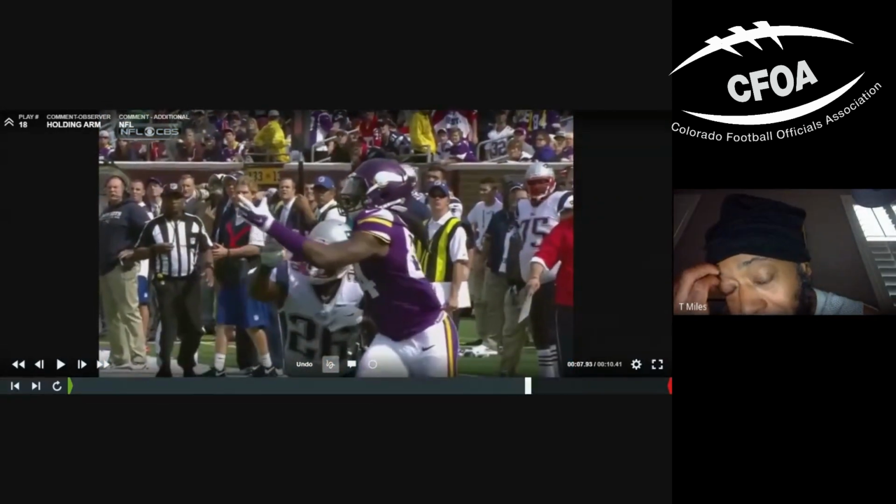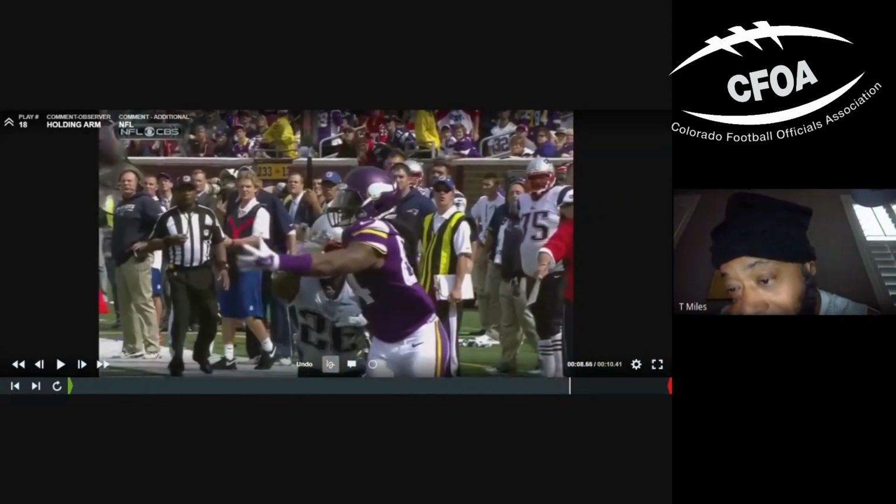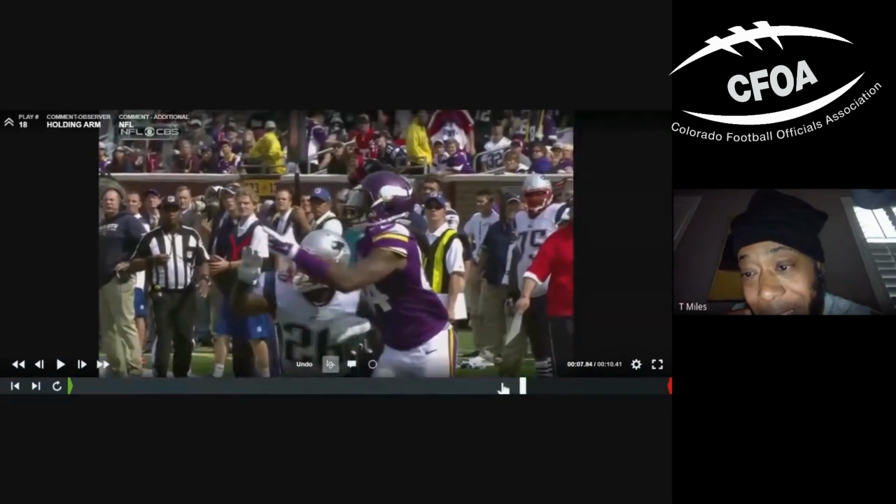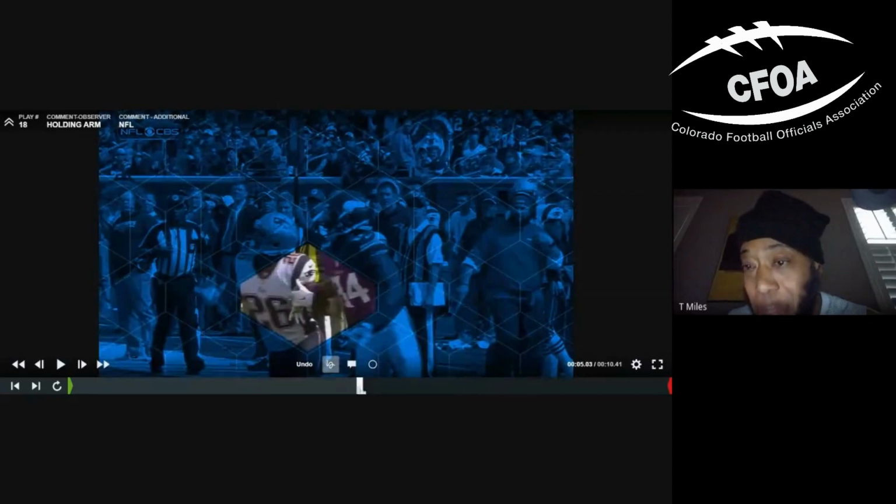I had a situation where I just knew I had an inside arm grab, and so I fire away on my flag, and you come back and look at the replay, the receiver is actually grabbing the defender's arm, and then he's throwing his hand up. I mean, these guys try to sell this stuff.